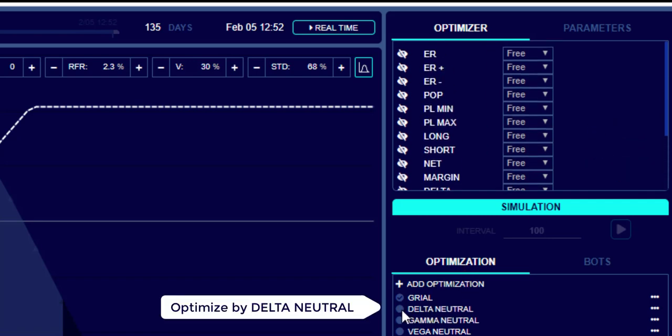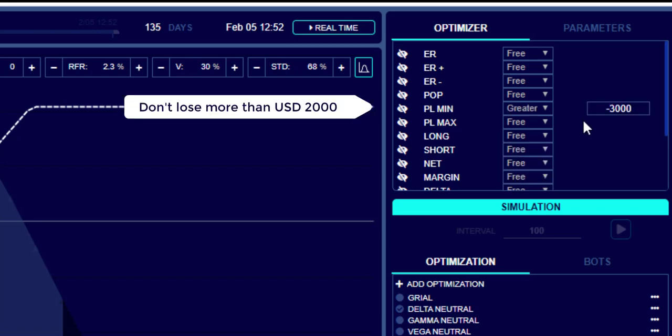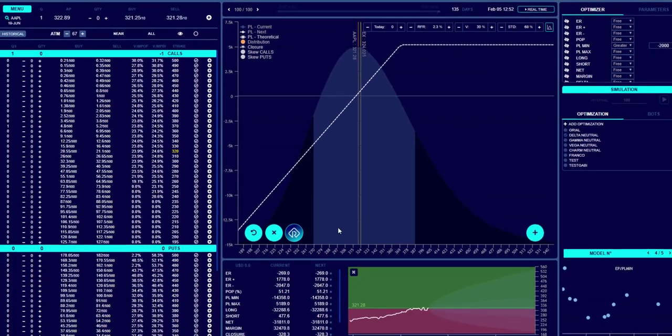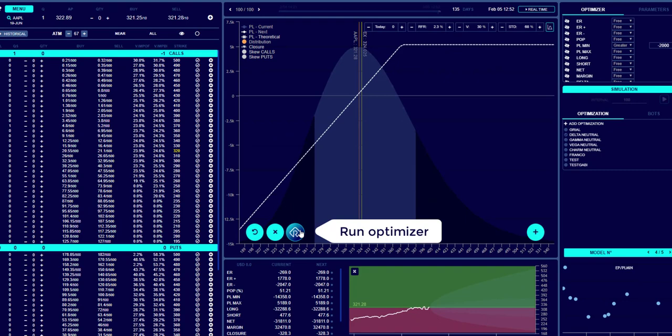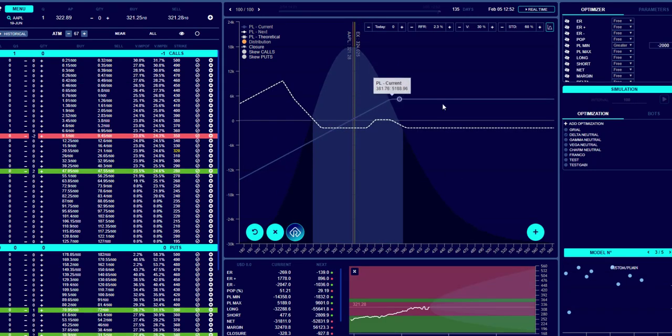We optimize by neutral delta, but you can't lose more than 2000 USD. We run the optimizer. The new position does not lose more than 2000 USD and is delta neutral.